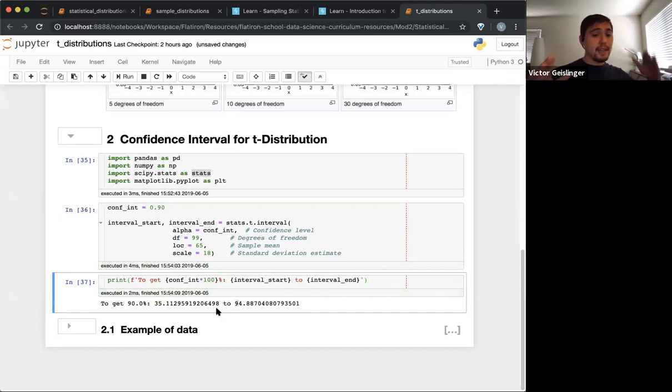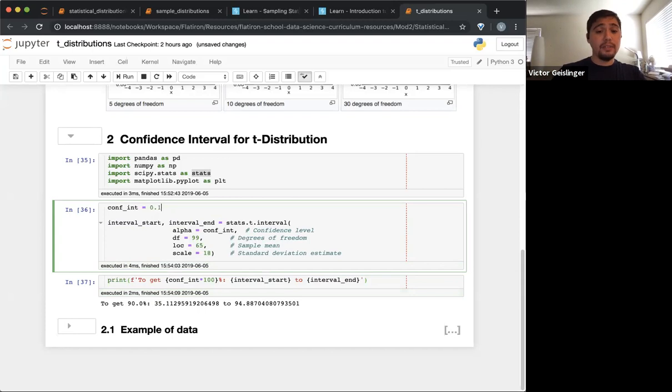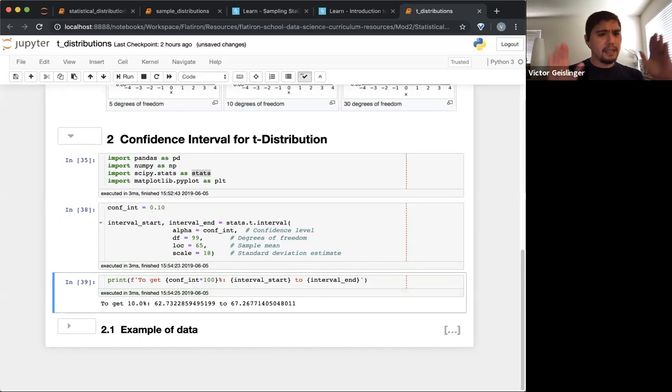You can see that's actually a pretty wide margin, if you think about us saying the average is going to be about 65. If I decrease this confidence level to 10, you can see the interval gets much smaller. It's 62 to 67. The reason we're less confident with a smaller interval is that there's a chance that we missed it. As we make our interval larger and larger, we're more likely to actually capture the population mean.